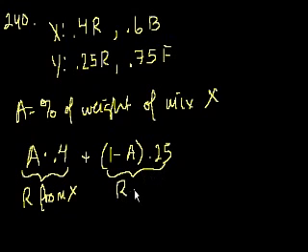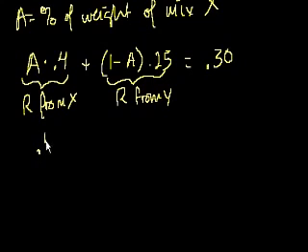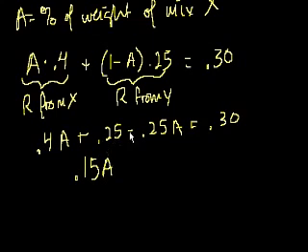So this is ryegrass from Y, and they tell us that this is equal to a mixture that should have 30% ryegrass. So let's just solve for A. We get 0.4 times A plus 0.25 minus 0.25A, just distributing the 0.25, is equal to 0.30. 0.4A minus 0.25A, 40 minus 25, that's 0.15A. Then subtract 0.25 from both sides, is equal to 0.05.